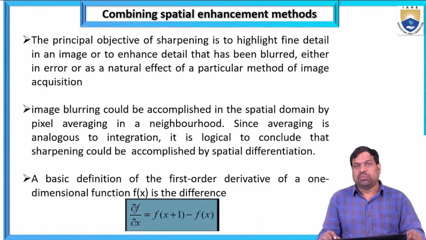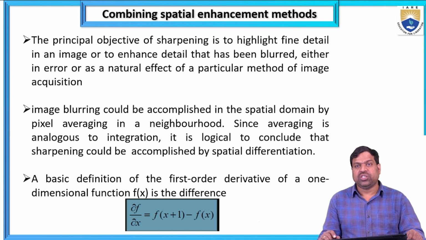And the principal objective of sharpening is to highlight fine details of an image or to enhance detail that has been blurred, either in error or as a natural effect of a particular method of image acquisition.